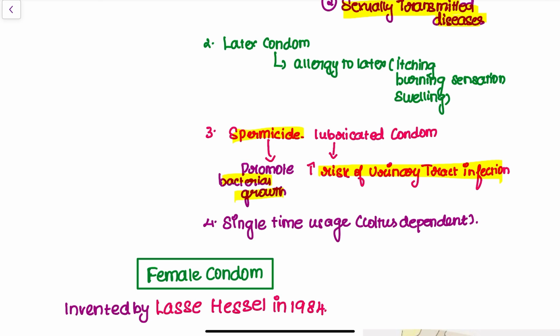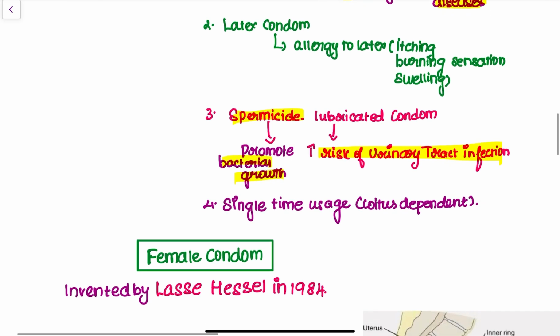So spermicidal agents can promote bacterial growth and increase the risk of urinary tract infection. And another important point is that it is single time usage, right? The male condom is ideally coitus dependent and can be used only for a single act of coitus. So single time usage is one of the main disadvantages of the male condom, right?